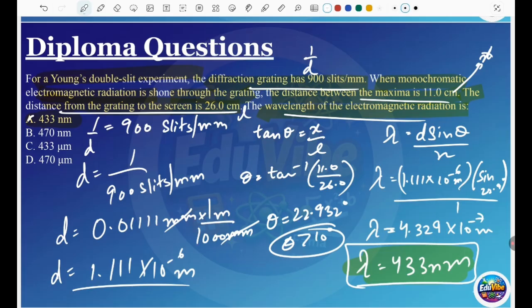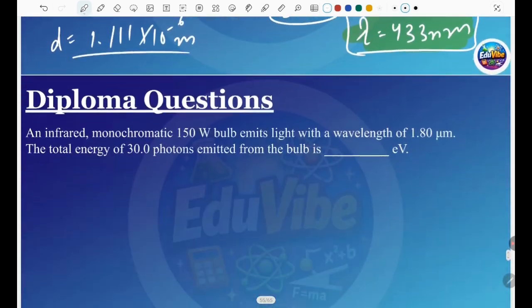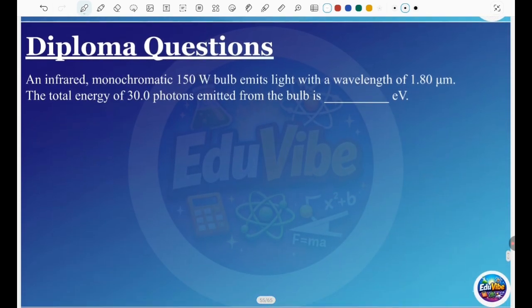Firstly, solve for 1 upon d, solve for d. Then solve for the angle. If it is greater than 10 degrees, use that formula. If not, use the small angle approximation, which is straightforward and does not involve the angle. Make sure your calculator is in degree mode to solve that angle. And this is a very important type of question, when they give you slits per mm or lines per mm. Let's move to the next one.